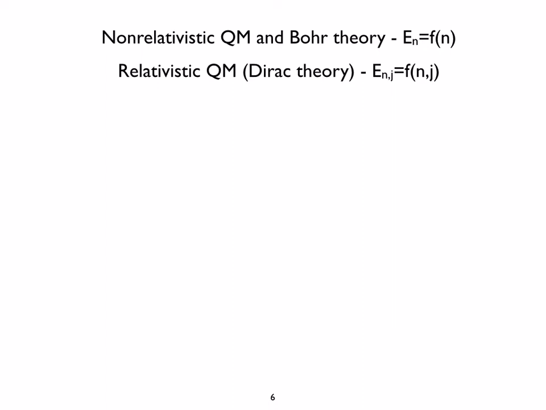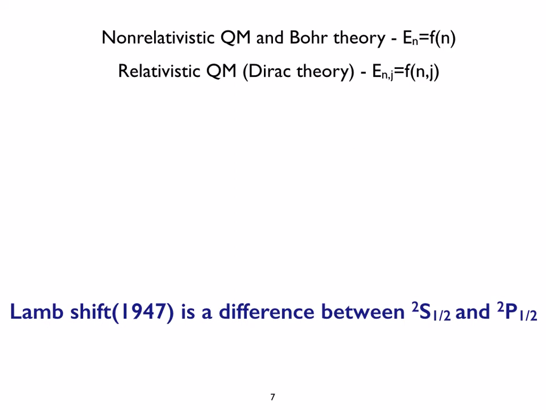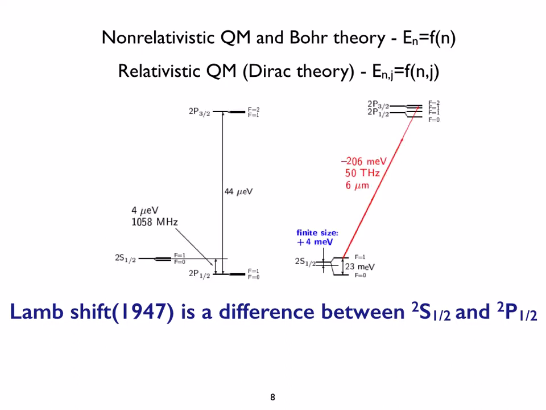But in 1947, the experiments of Lamb and Retherford showed that there are two different levels with the same quantum numbers n equals 2 and j equals 1/2. These two levels correspond to different angular momentum of the electron and such a shift is called the Lamb shift. On this figure you can see the Lamb shift and fine structure.